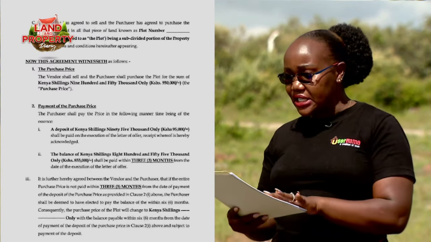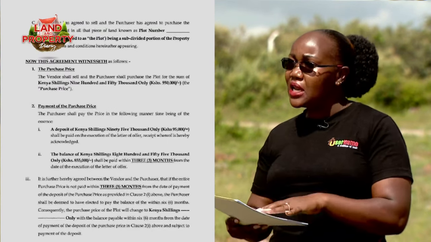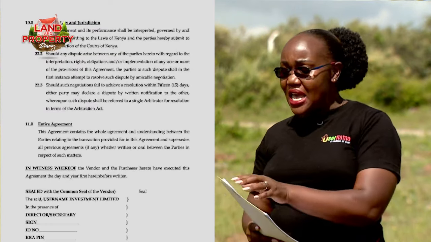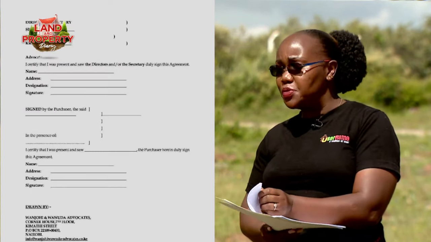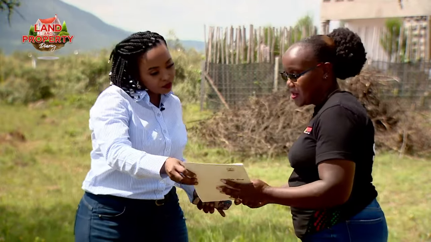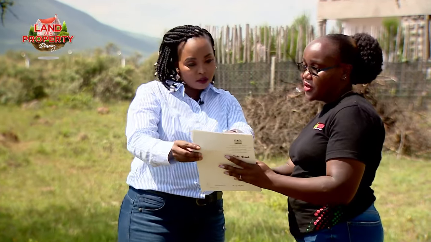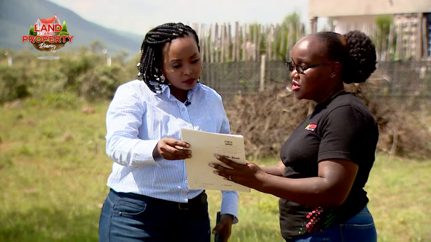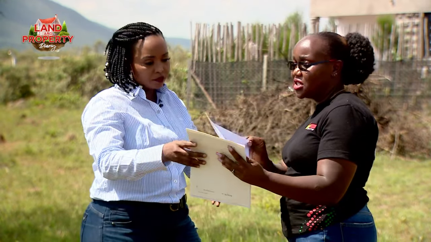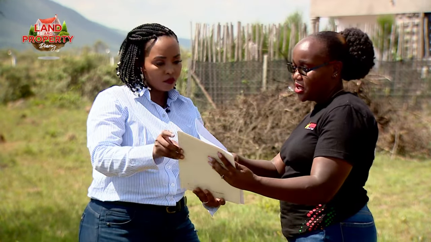So it has the details of the vendor, the details of the parcel, the payment terms, and so many other things. Description of the parcel. It also has the details of the lawyer who has drawn the document. So once you sign the agreement, it's actually legally binding.